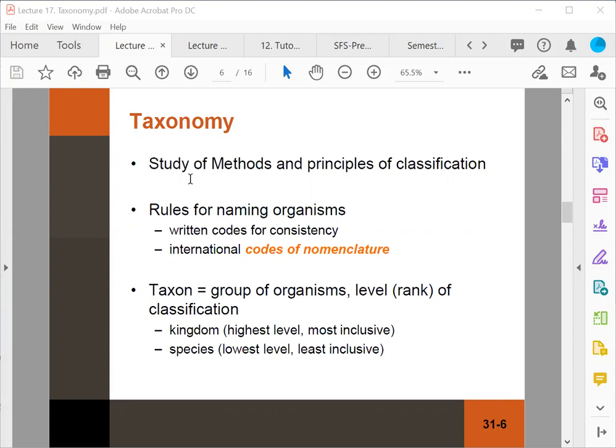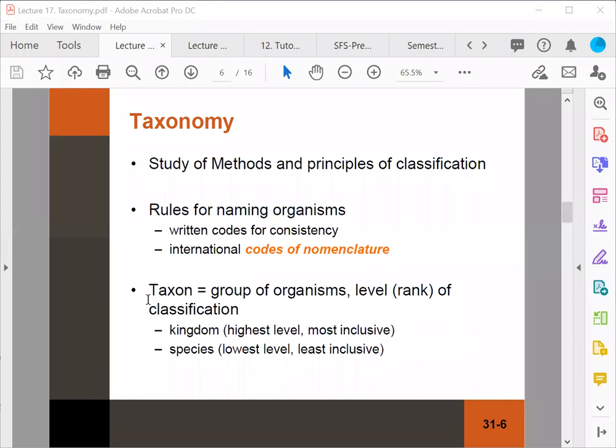Okay, so the study of methods and principles of classification that basically govern the naming of all organisms is called taxonomy. Since the time of a very famous Swedish naturalist called Carl Linnaeus in the 1700s, the system of classification has used a hierarchy of different groups. There are set international rules for naming organisms, and we'll look at some of these rules a little bit later on in this lecture.